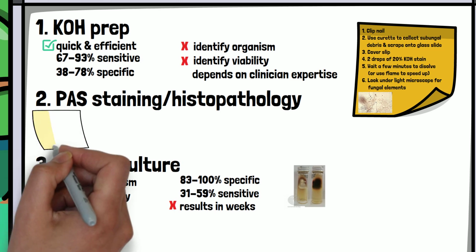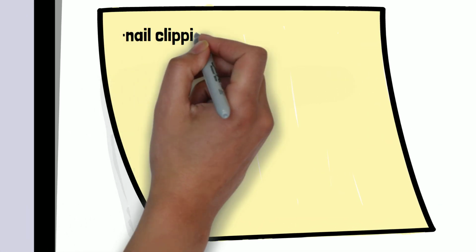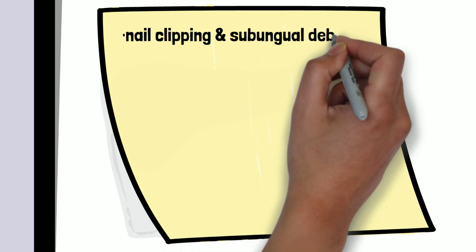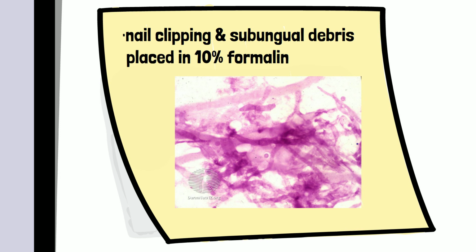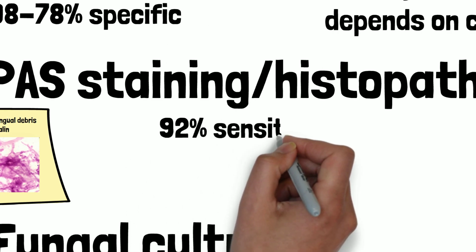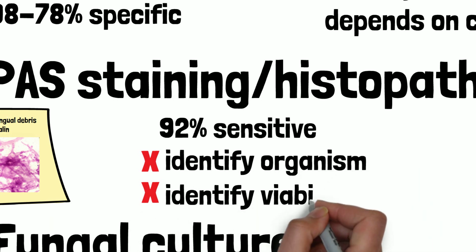For histopathology with periodic acid Schiff PAS stain, the nail clipping and attached subungual debris must be placed in 10% formalin before examination. It has high sensitivity for onychomycosis, but cannot differentiate fungal species or assess viability.